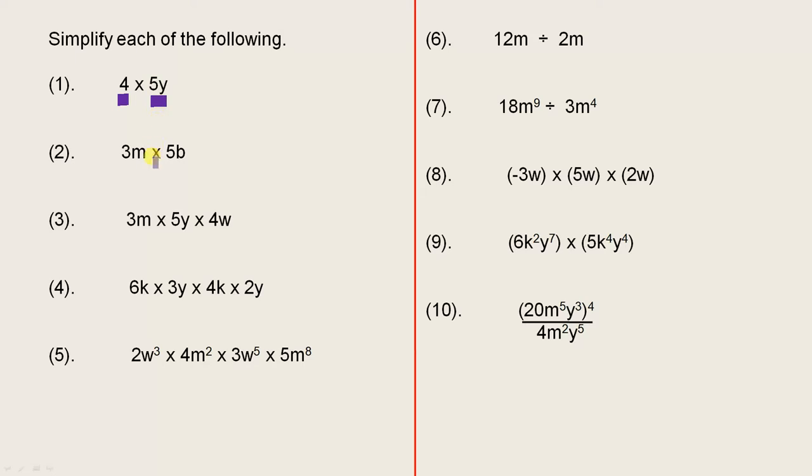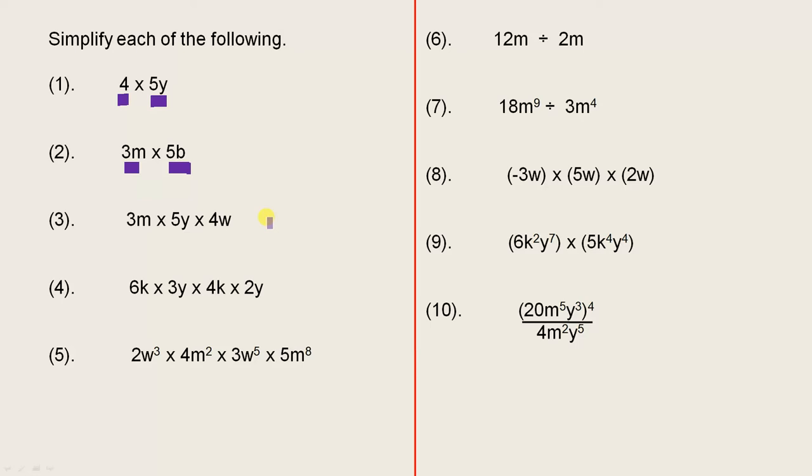It's exactly the same with number 2, 3m times 5b. They are definitely unlike terms. If that was addition, we could not add those together. But because it's multiplication, we're allowed to simplify when we multiply those two terms together.